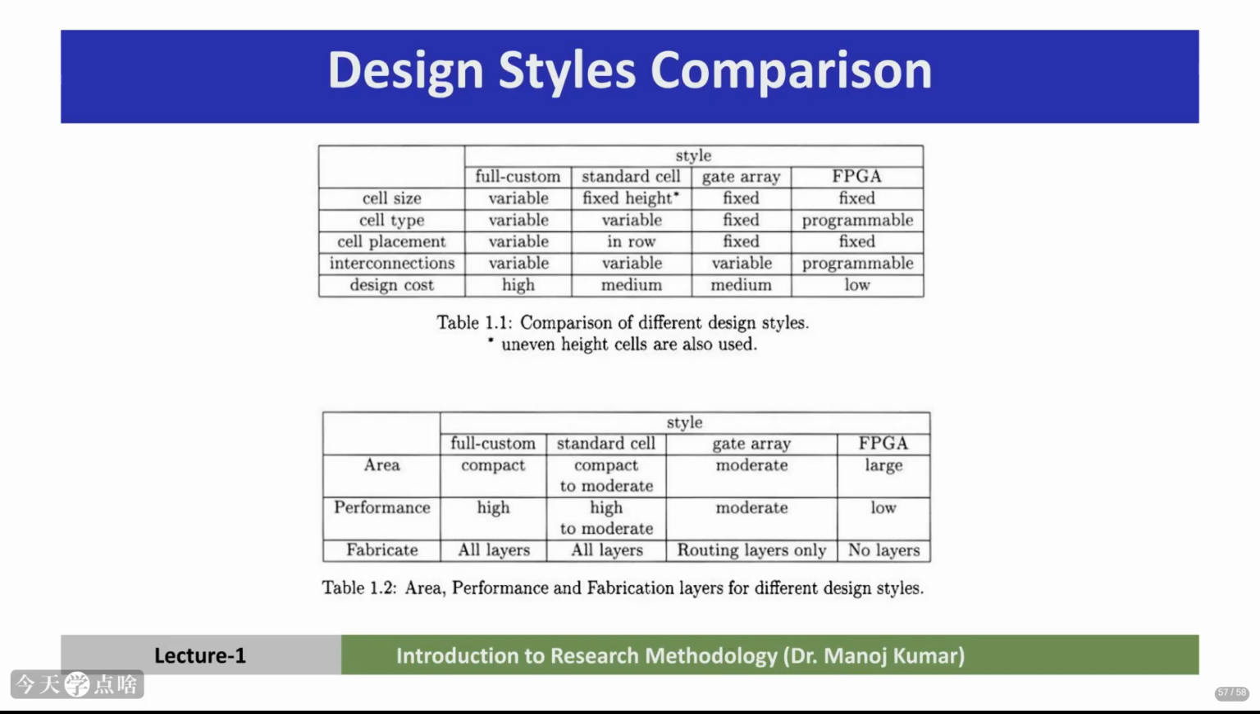Table 1.2 compares area, performance, and fabrication layers. Full custom and standard cell use all layers for maximum performance and compactness. Gate array and FPGA use fewer layers for customization, impacting performance and area. Choosing the right style depends on the specific application needs.